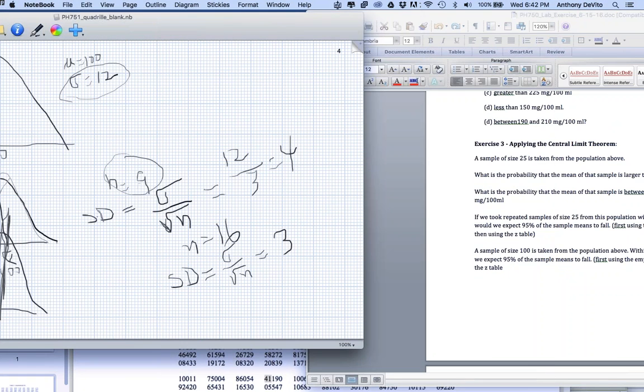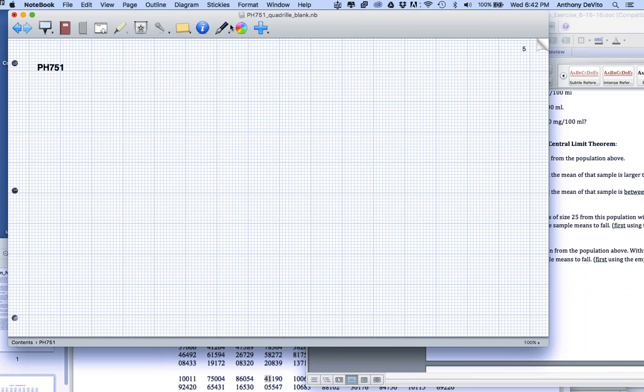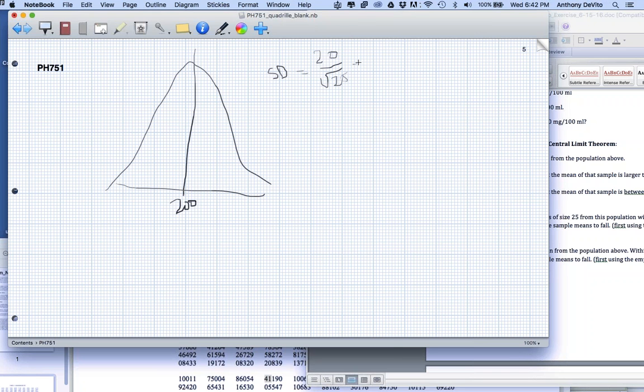Let me get a fresh sheet here. So our new distribution, which is samples, sample means, we expect it to have the same mean as the population, which is 200, right? But now we expect our standard deviation for all the sample means, instead of being 20, to be 20 over the square root of the sample size, which is equal to 20 over 5, which is equal to 4. We expect it to have a standard deviation of 4.